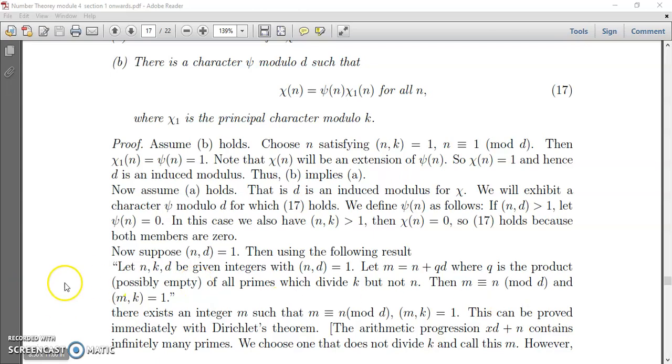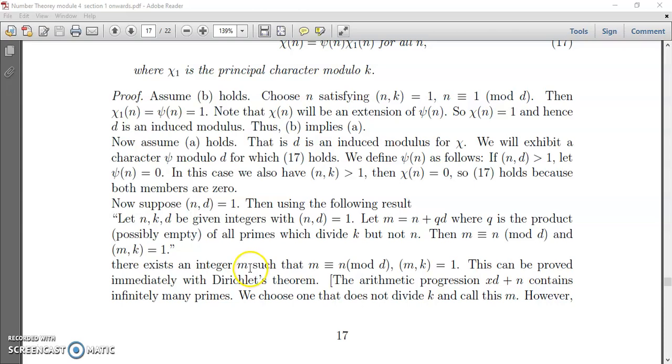This is the result. So by using this result, since we have already assumed the GCD of n and d is equal to 1, we can find an integer m such that m is congruent to n mod d and GCD of m and k is 1. These two things we got from this result.